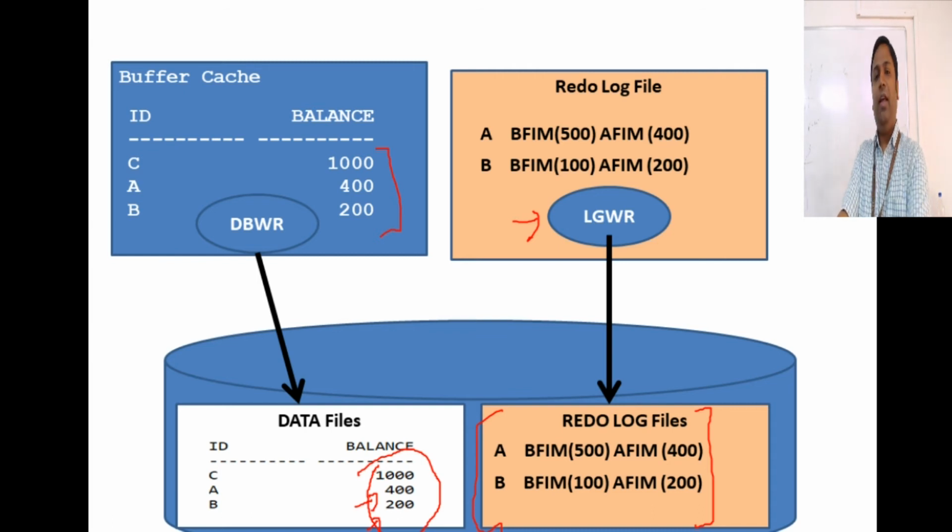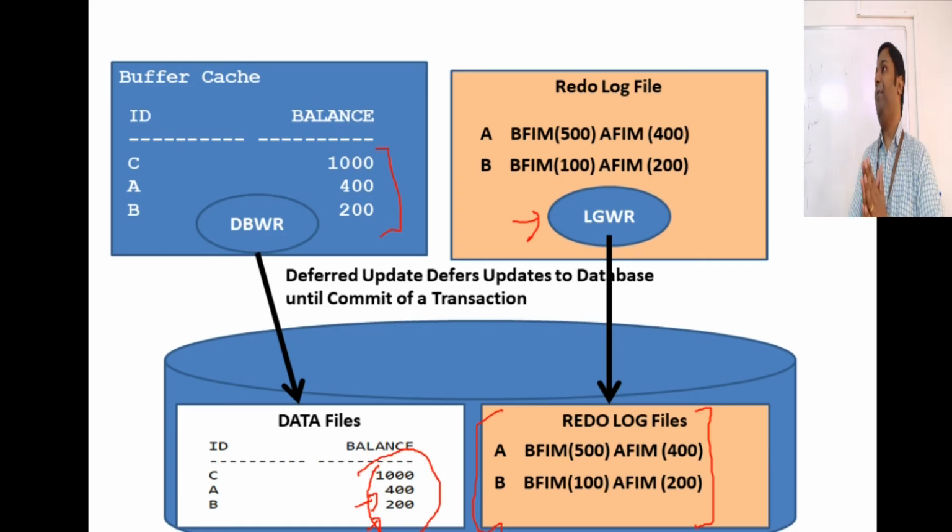So this is happening. So this is a successful transaction. What is deferred update? You are just deferring the updates to the database until commit of a transaction. I'm not changing anything in my hard disk until I reach commit in a transaction. You're deferring the updates to the database, so this technique is called deferred update.